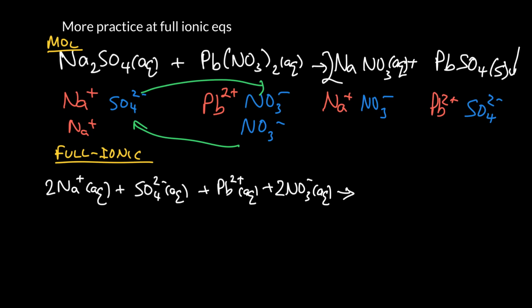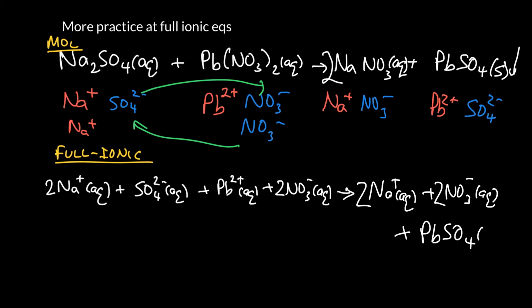And on the right-hand side, the sodium nitrate. Let's see. So it's aqueous, so we break it down. So there's sodium AQ, and there is nitrate AQ, and the coefficient means that there's 2 of each. And then what about the lead sulfate? Well, the lead sulfate is not soluble, so those ions are not broken down. So we just write it like so. So that would be the full ionic equation.